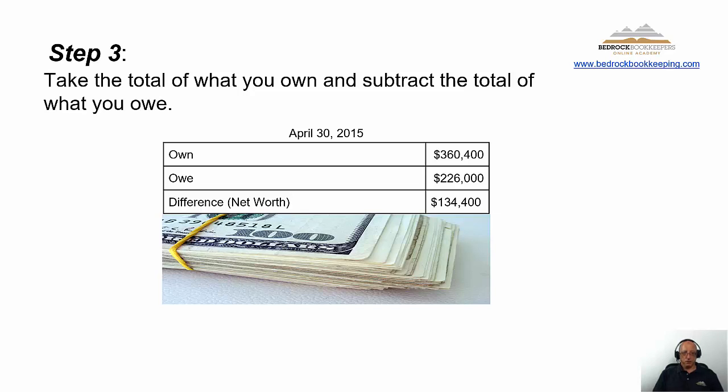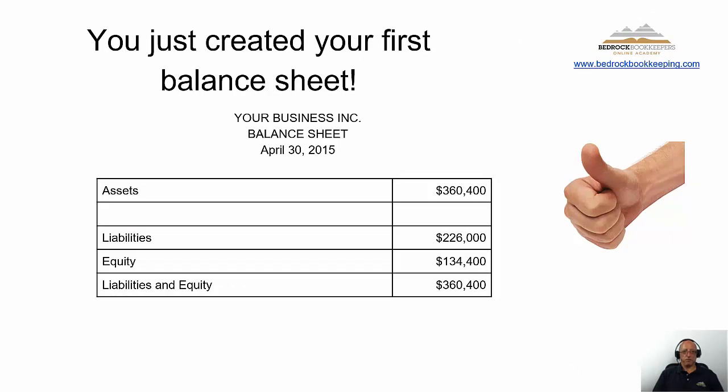Now what you're going to do, the next step is you're going to change the words from own to asset, and you're going to change owe to liabilities, and that last line where it says difference net worth, you're going to change it to equity. And what you've just done really is you've created your first balance sheet, and it's as simple as that. This is a financial statement. It's called a balance sheet. The title of it is Your Business Inc. It's titled balance sheet and the specific date.